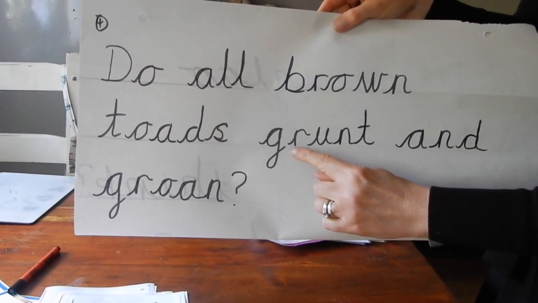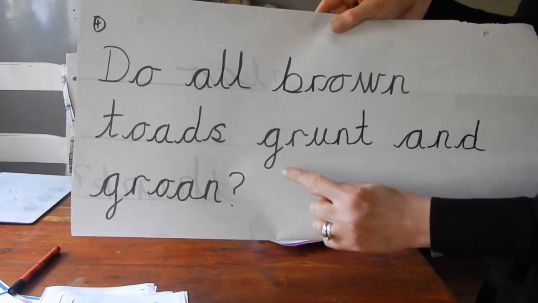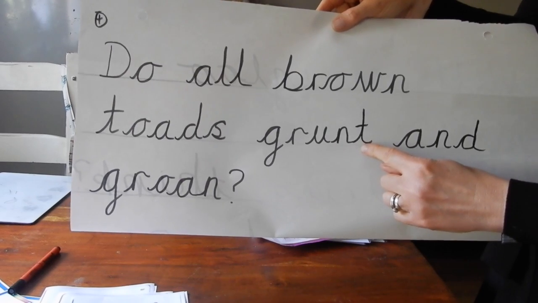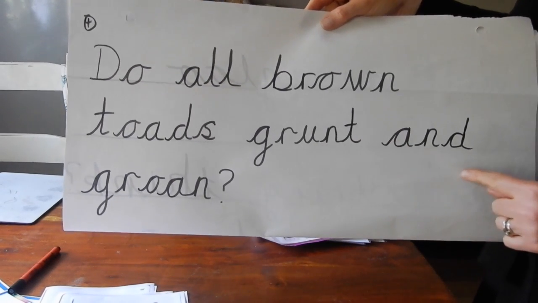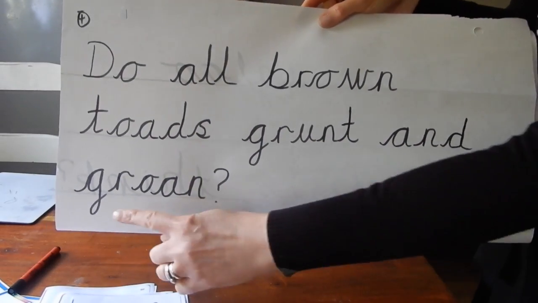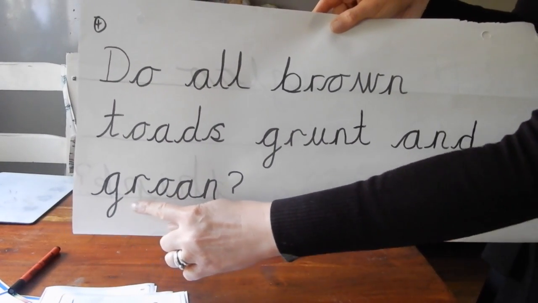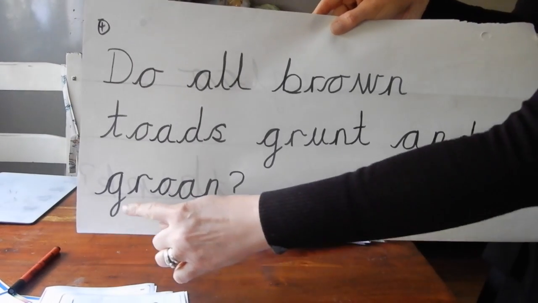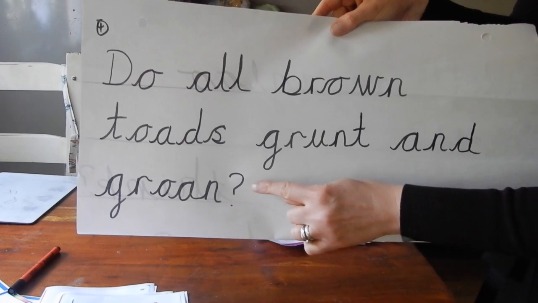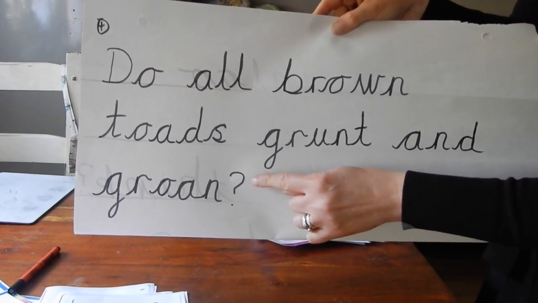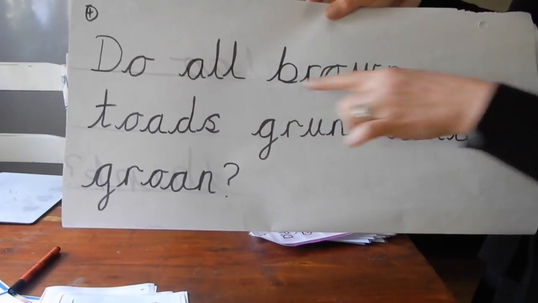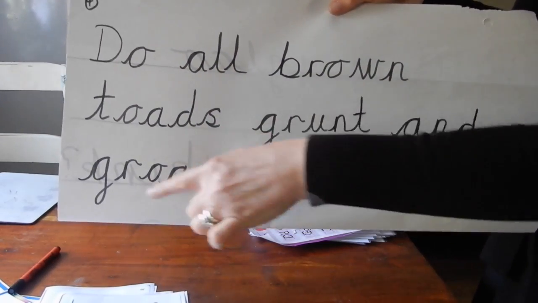G and R together, making a grr sound, a bit like we're a tiger. Grunt, grunt, grunt. Now this word, and. Do all brown toads grunt and, what is that? G and R making grr again. Then a digraph. Grr, o, n, groan. And a bit of punctuation here. A question mark. So this sentence is a question and needs an answer. Do all brown toads grunt and groan?